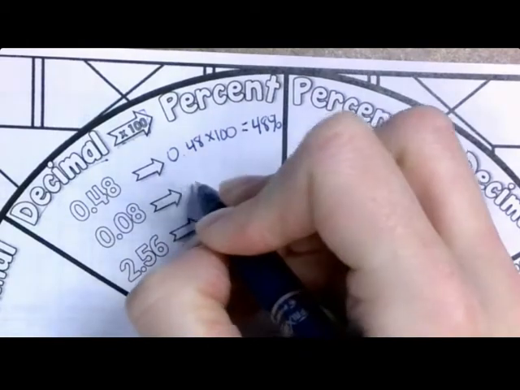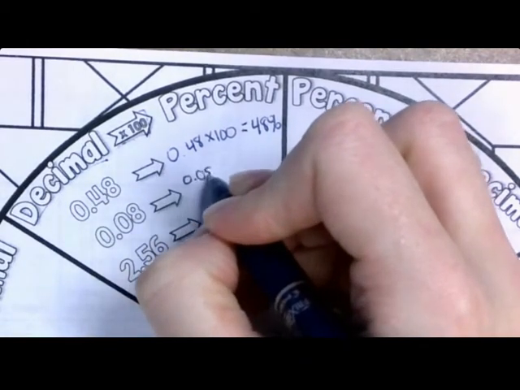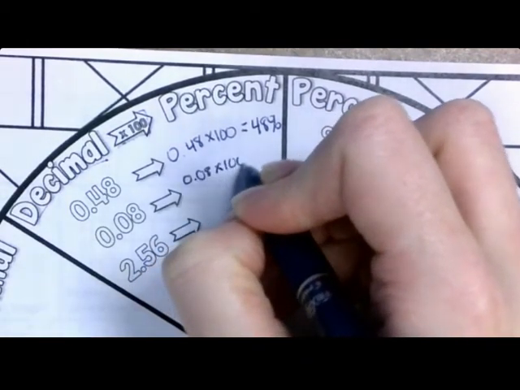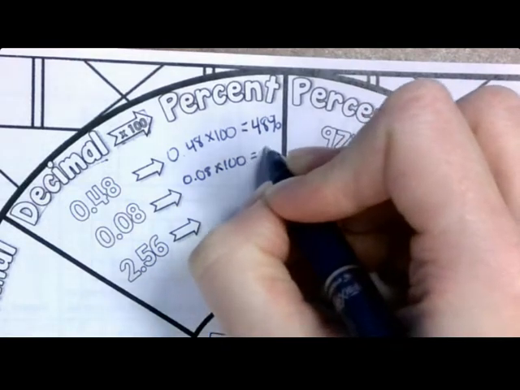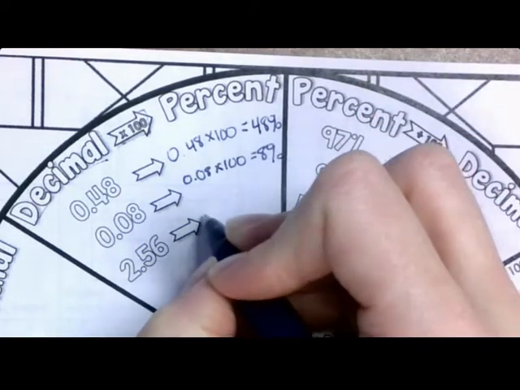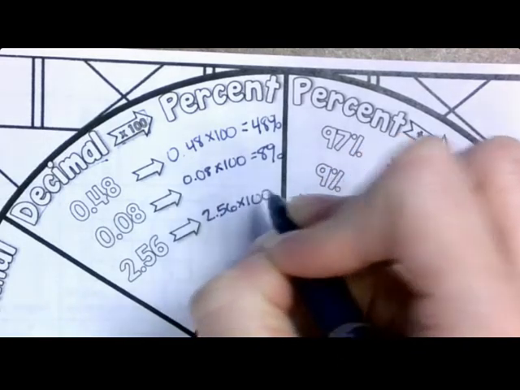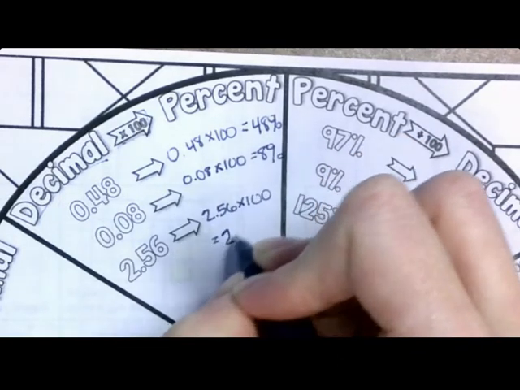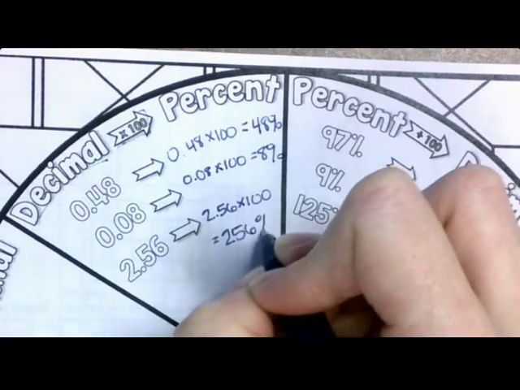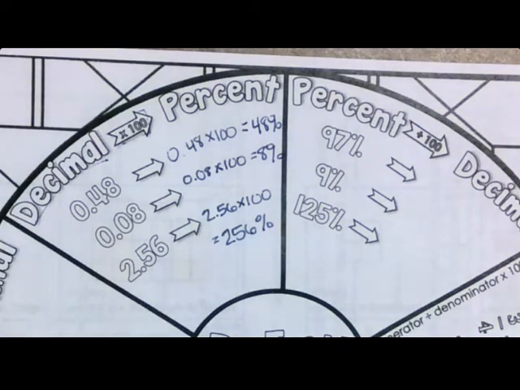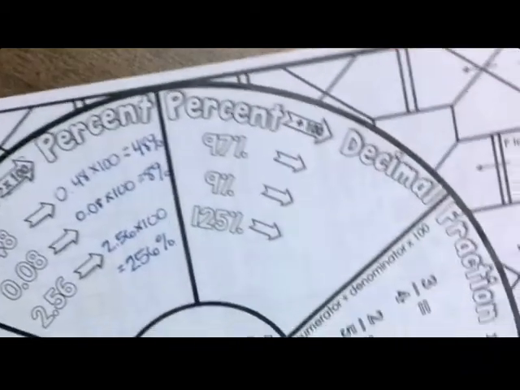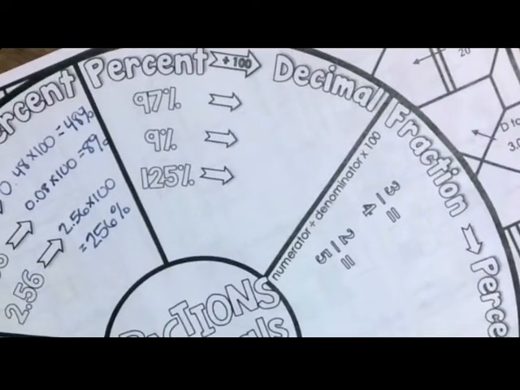48%. Good. What is 0.08 times 100? 8%. What is 2.56 times 100? 256%.